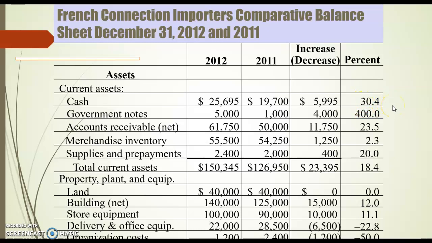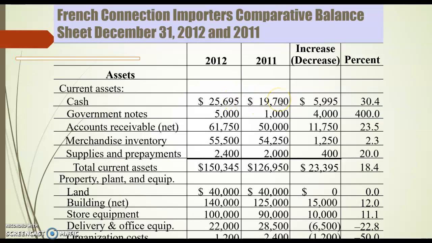And just like with the income statement, we're going to look at two things. We're going to look at mainly a percent change being 10 or 12% or more, and then secondarily, are the dollar amounts in 2011 and 2012 significant dollar amounts? So here the cash has gone up by 30%, and it has significant dollars. So we would investigate that.